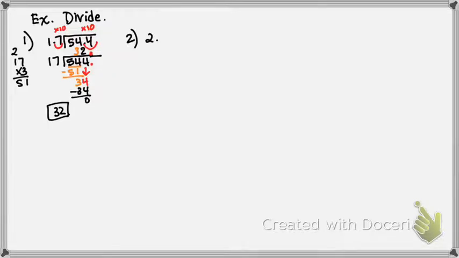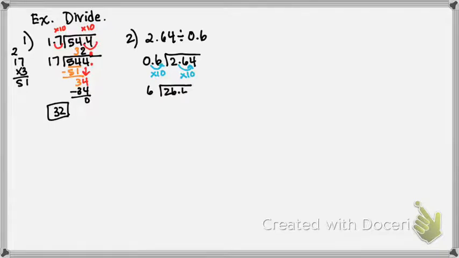So let's start with another problem. We have 2 and 64 hundredths divided by 6 tenths. So again, we're going to rewrite it with the divisor out in front and then the dividend under the division house. And now I need that 0.6 to become 6. So to move the decimal point one place to the right, I have to multiply by 10. Now fair is fair, so I do it to the dividend as well. So now my problem is 6 dividing into 26.4. So we're going to bring that decimal point straight up into the quotient, straight up right there.